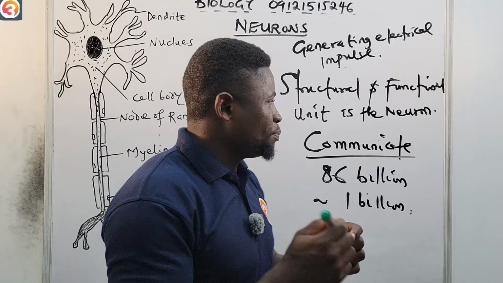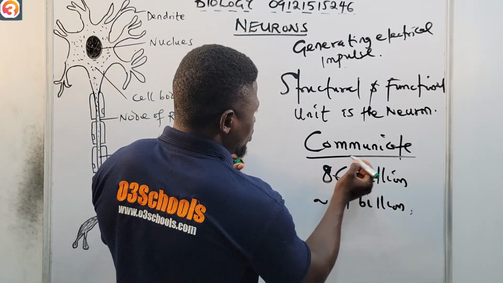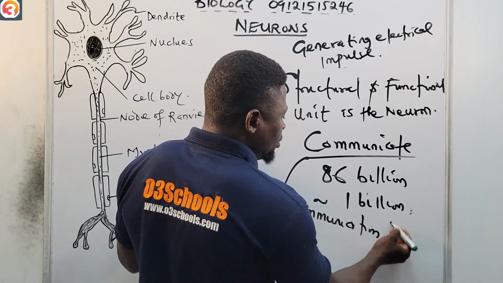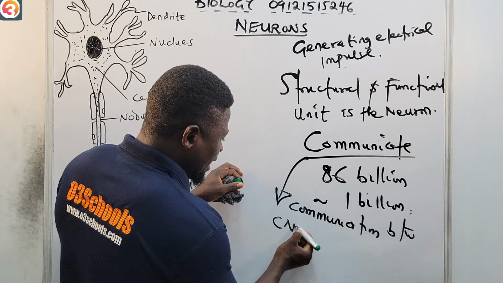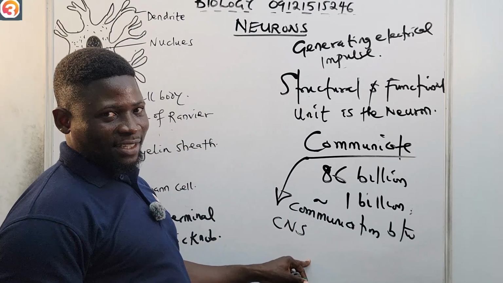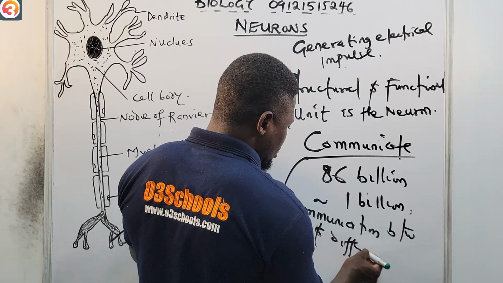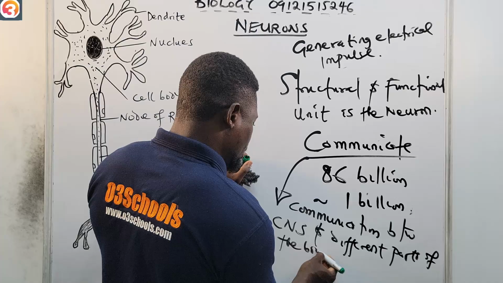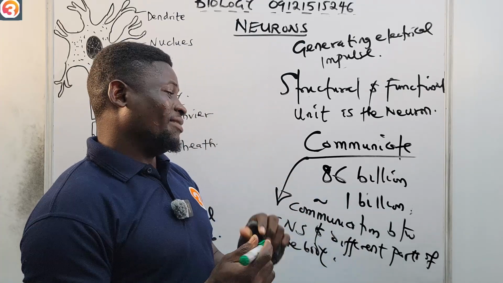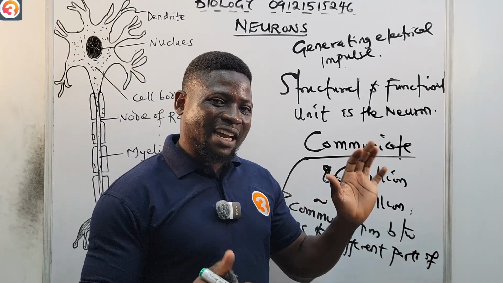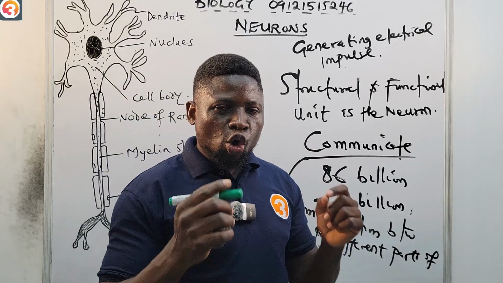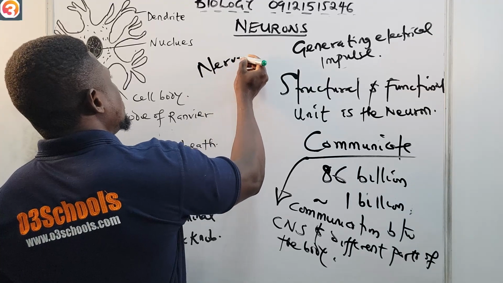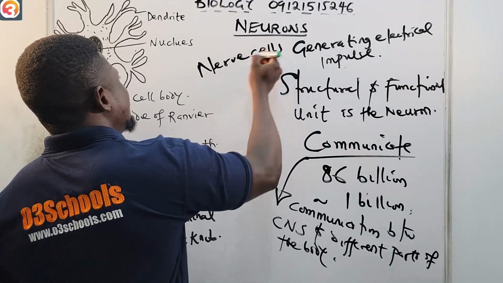And the neurons are responsible for communication between the CNS, the central nervous system, and different parts of the body. Neurons are also known as nerve cells. We can also call neurons nerve cells.